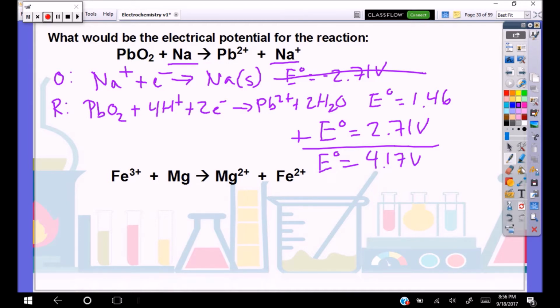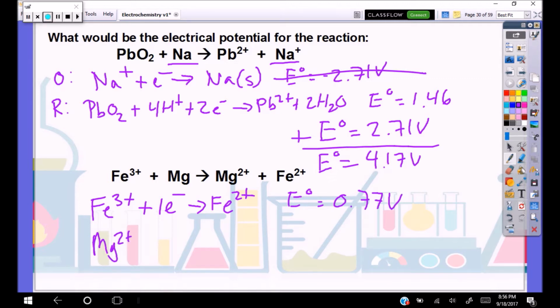Go ahead and try the same one for iron 3 plus and magnesium reacting to form magnesium 2 plus and Fe2 plus. Okay. We've got Fe3 plus, and your 1 electron, and Fe2 plus, and our potential 0.77 volts, and then magnesium 2 plus, 2 electrons, and we get magnesium metal. Again, we don't even have to balance these, even though the electrons are different. We just have to switch some signs.